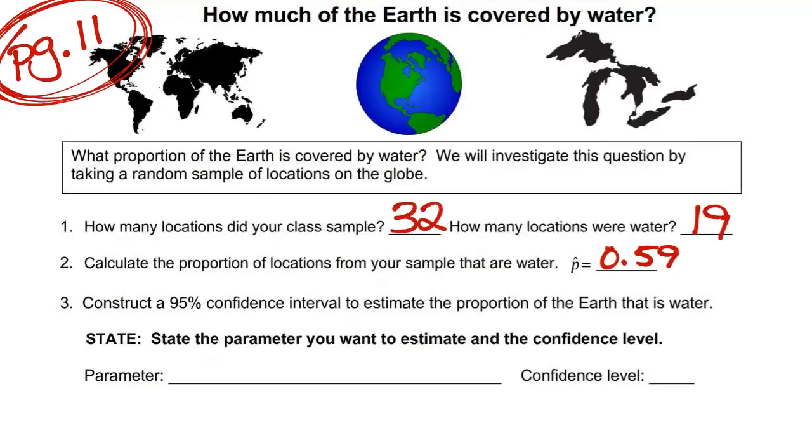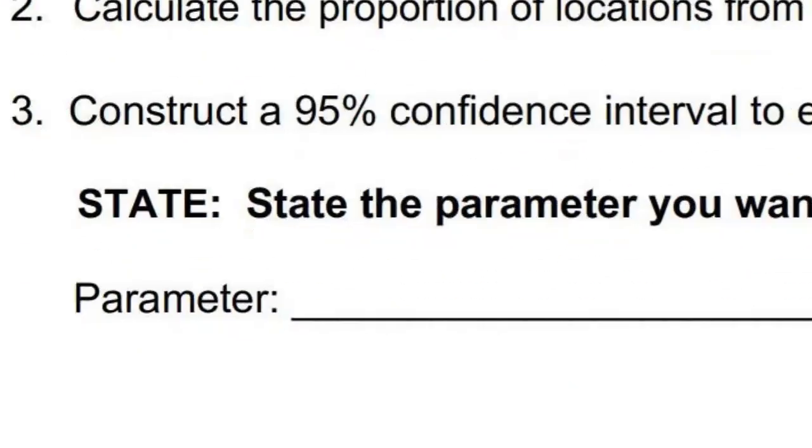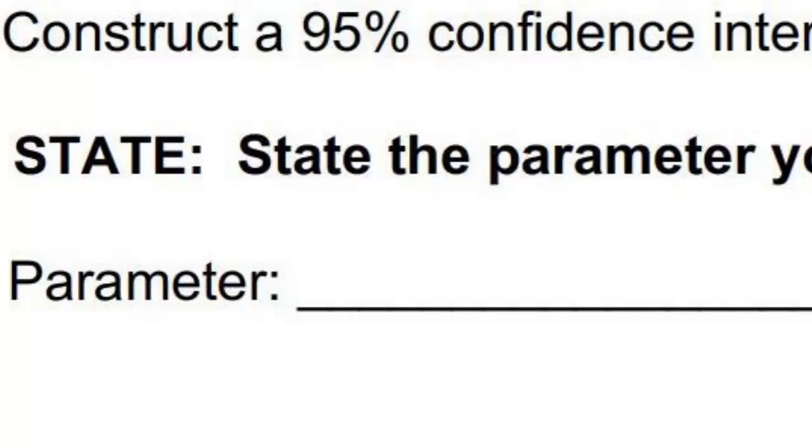So we're going to do the state part together, and we're going to do part of the plan part together. We've already practiced writing our parameter. Since we're finding a proportion and our statistic is p hat, which symbol would we use for the parameter? P. So I would have P equals.